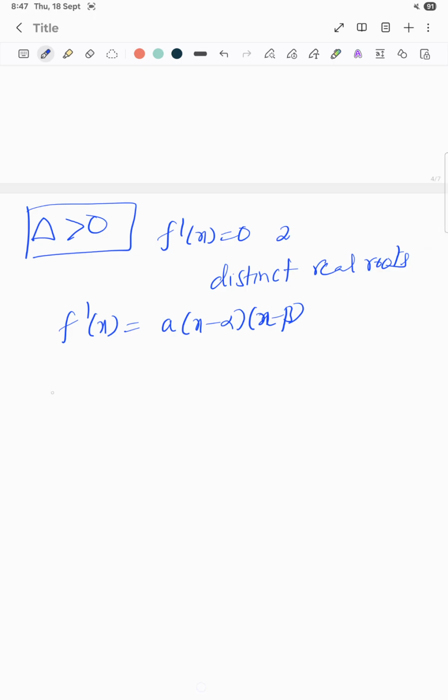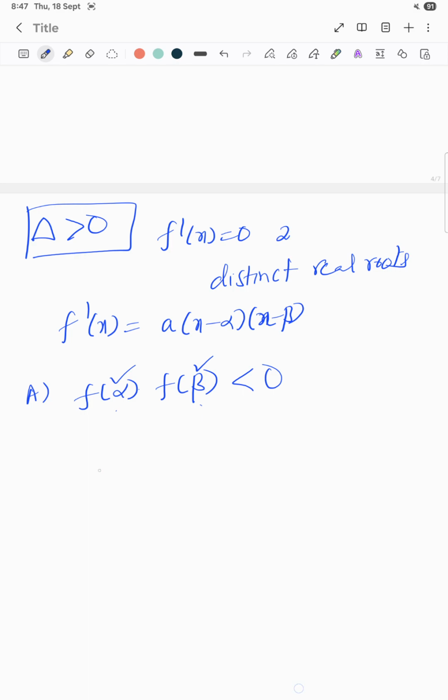Now in this case 1, f of alpha into f of beta less than 0. What will happen? You should remember that alpha and beta are the roots of f dash of x equal to 0, not f of x equal to 0. That means f dash of x is 0 at x equal to alpha, and f dash of x is 0 at x equal to beta.